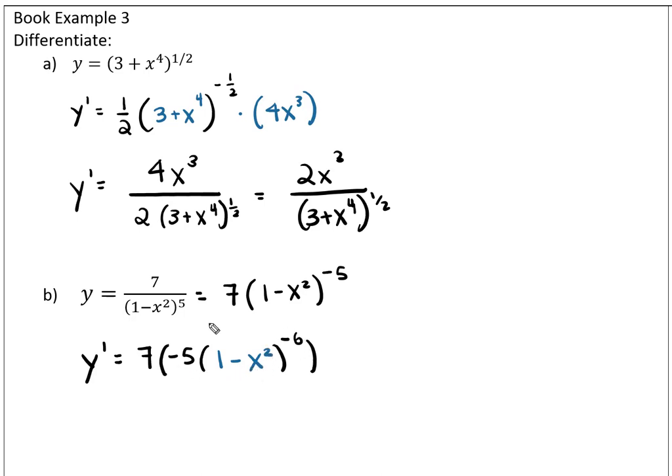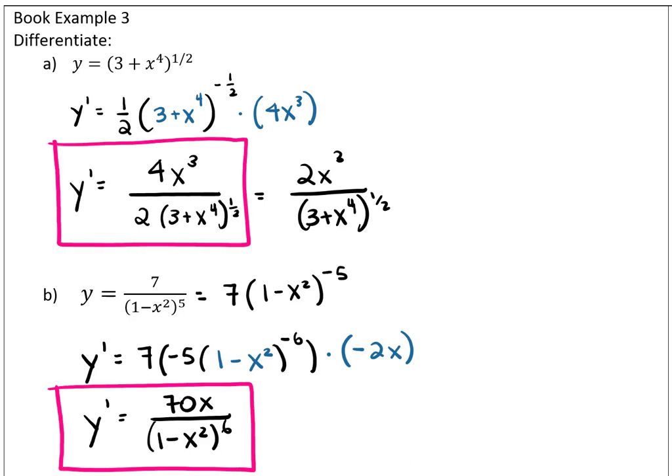So far in black we've written the outer function's derivative, and the inner function is in blue. And then we're going to multiply this by the derivative of the inner function. That's going to be minus 2x to the power of 1. Of all of this stuff, everything will be in the numerator except for this one parentheses that's to a negative power. Let's rewrite it. 7 times negative 5 times negative 2x will be positive 70x. And then the denominator will be 1 minus x squared to the power of 6. All right.